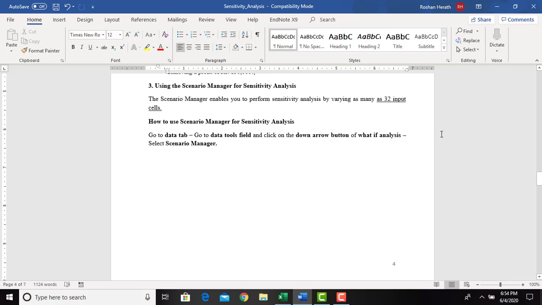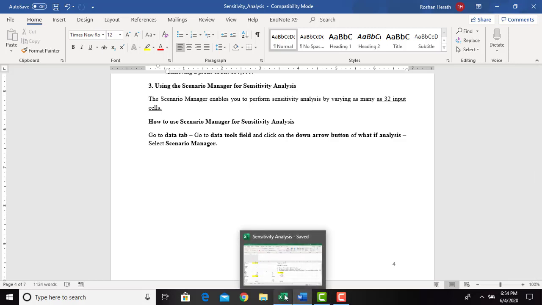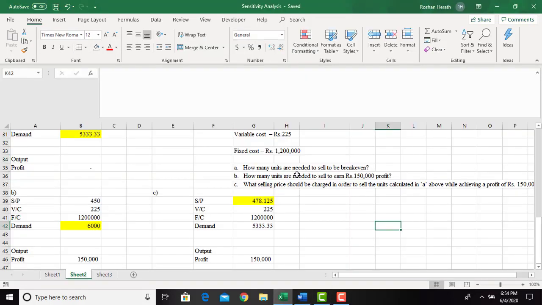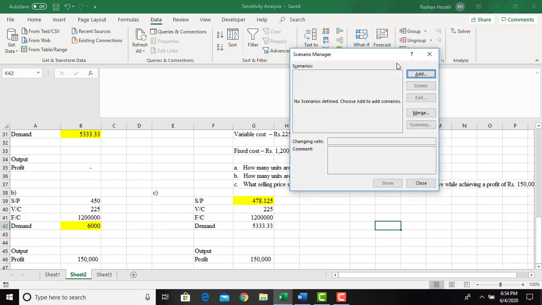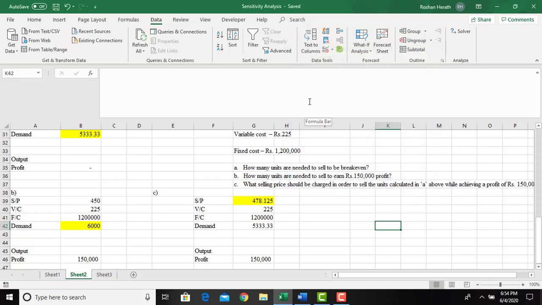Now we are going to learn about that particular application, right? How to use the scenario manager for sensitivity analysis. If I just show you how to use that, all you have to do is go to Data, then you have What-If Analysis, and there you have the Scenario Manager, right? As the term suggests, you can try out different scenarios. The worst scenario, the best scenario, the normal scenario, likewise, different scenarios you can try out.